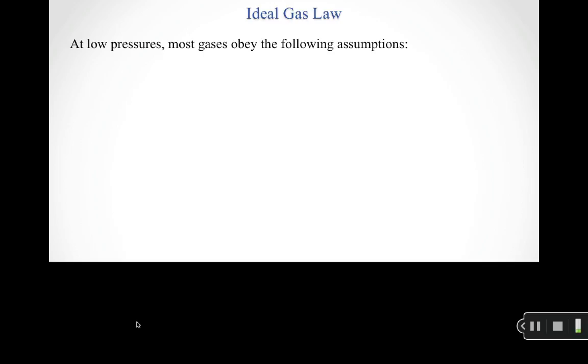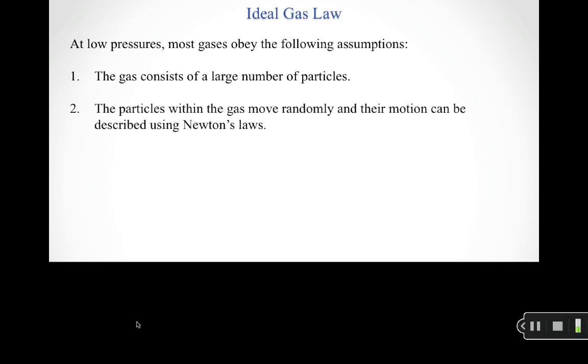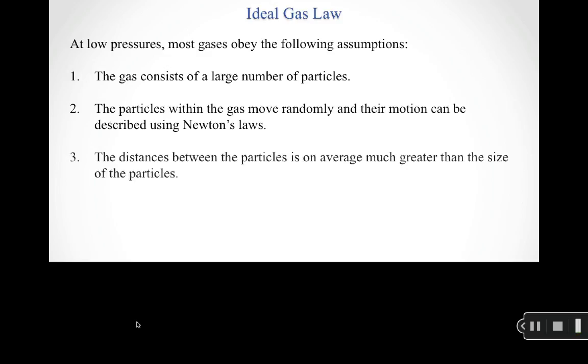So at low pressures, most gases obey the following four assumptions. One, the gas consists of a large number of particles. Two, the particles within the gas move randomly, and their motions can be described using Newton's laws. So the laws that we've been using all semester long to describe the motions of particles are also going to apply to describe the motions of these particles within this gas.